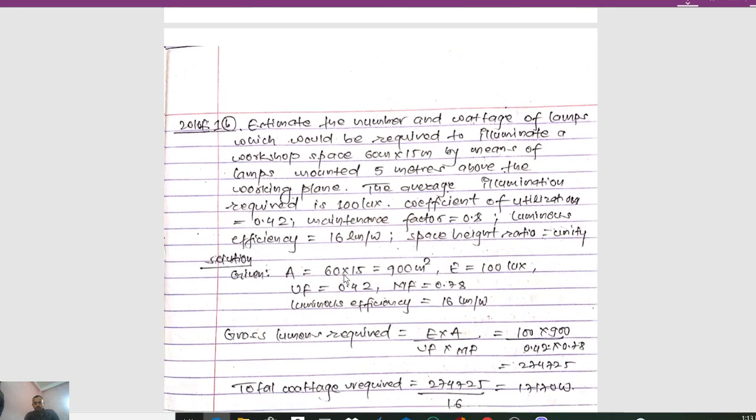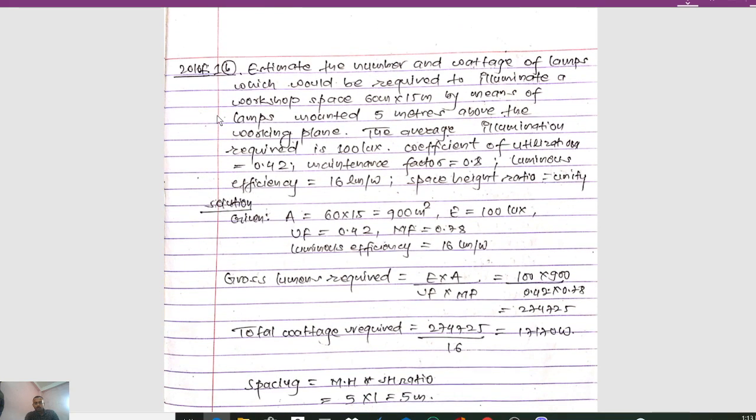Similarly, we have the next numerical. Estimate the number and wattage of lamps which would be required to illuminate a workshop space of 60 meters by 15 meters by means of lamps mounted 5 meters above the working plane, and the average illumination required is 100 lux and coefficient of utilization is 0.42.